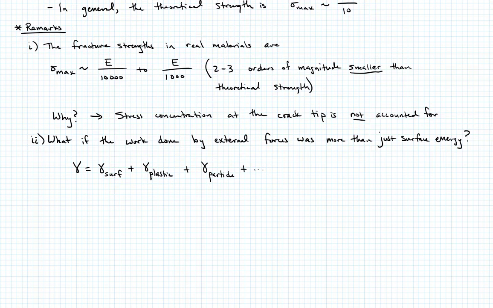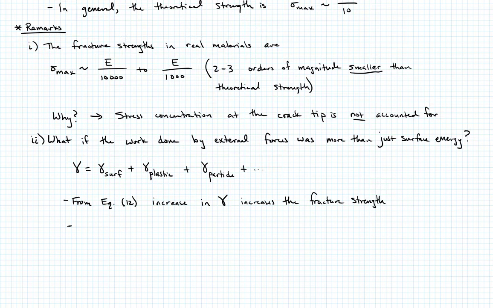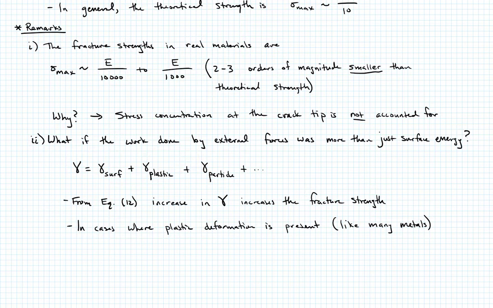So the short answer is we can go back to equation 12 and see the following. From equation 12, we can see that an increase in gamma increases the fracture strength. How about plastic deformation? Well, we're not going to derive it or anything, but in cases where plastic deformation is present, so what would be an example? Like many metals. Whenever we have that case, typically gamma plastic, the energy contribution from that, is much larger than the surface energy. And in fact, it typically dwarfs it. We don't even worry about the surface energy.